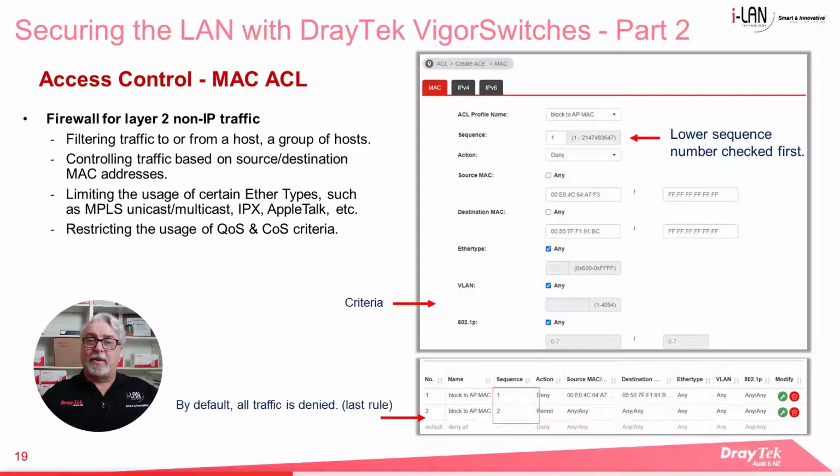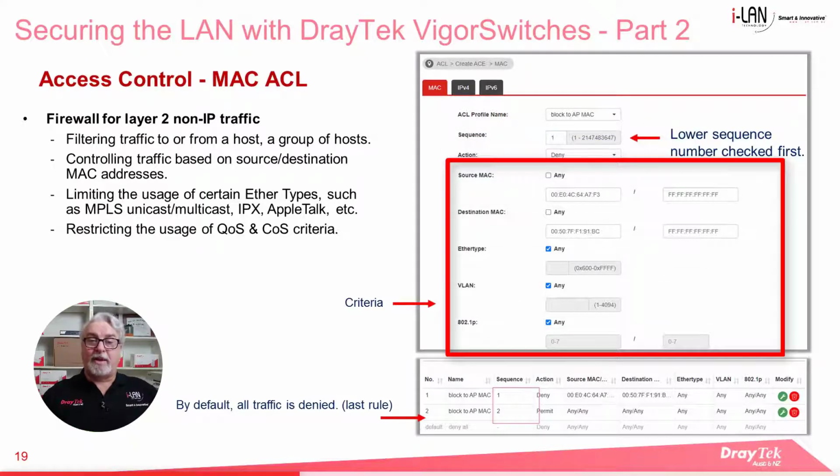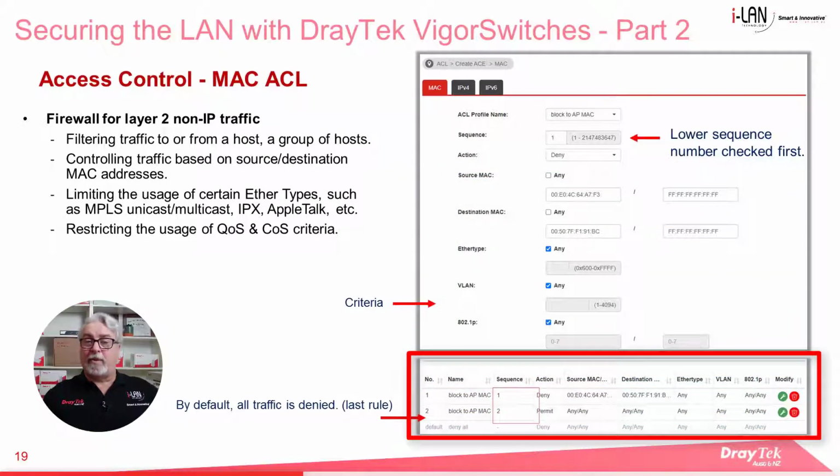This is where we create the rules for access control based on MAC addresses. We need to specify the sequence number for the rule as they're run in sequential order starting from the lowest to the highest number. For each rule, we specify the source and destination MAC addresses, ether type, VLAN, and QoS.